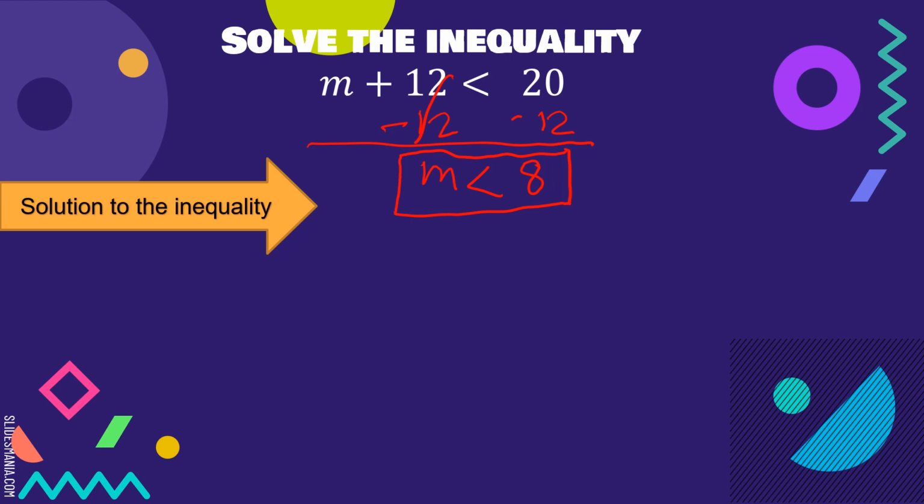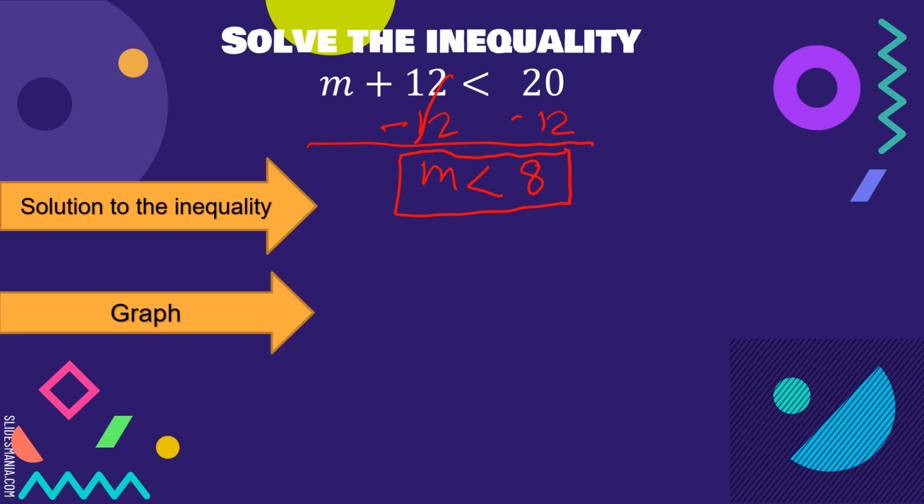So it means that all values less than 8 can be substituted to the value of the inequality, and the inequality will remain true. So after solving the value of m, we are going to graph this one. So we are going to make a number line. So our number line, let us say this is 3, 4, 5, 6, 7, and 8. And that is our number line.